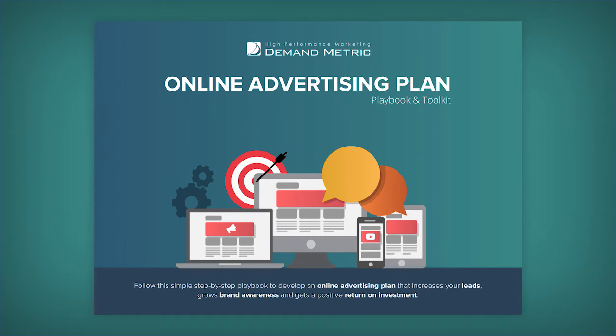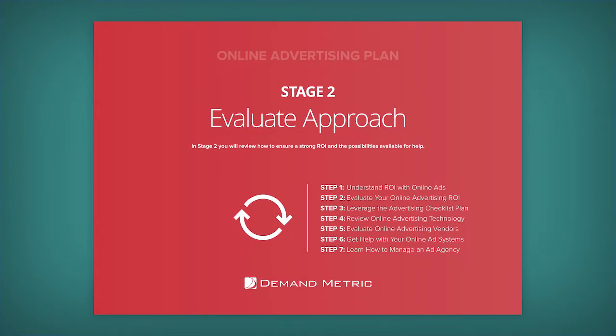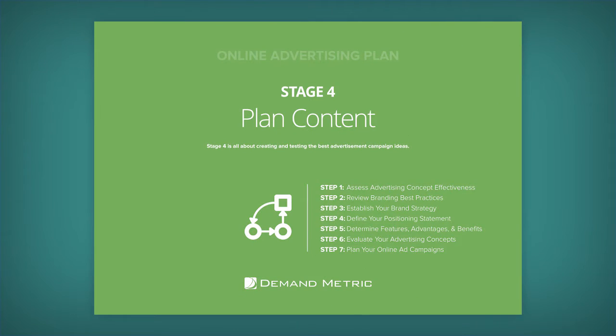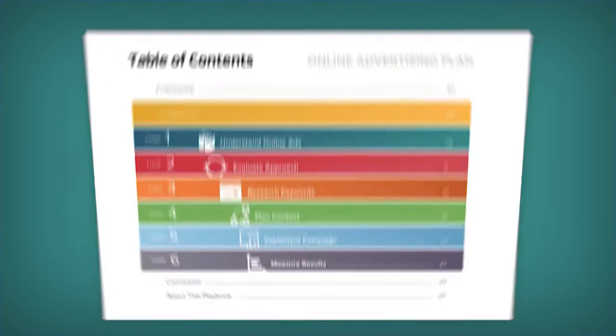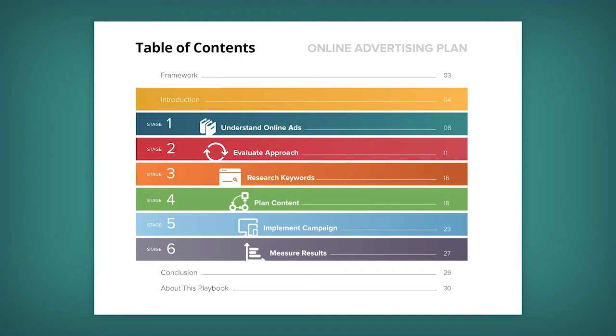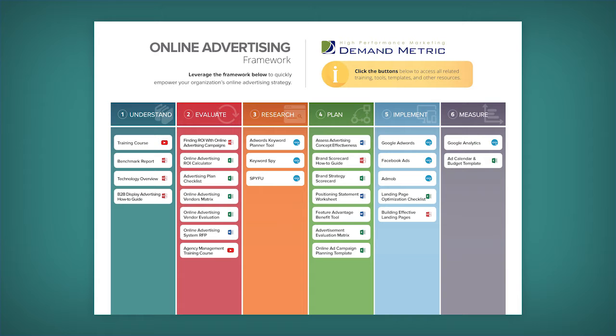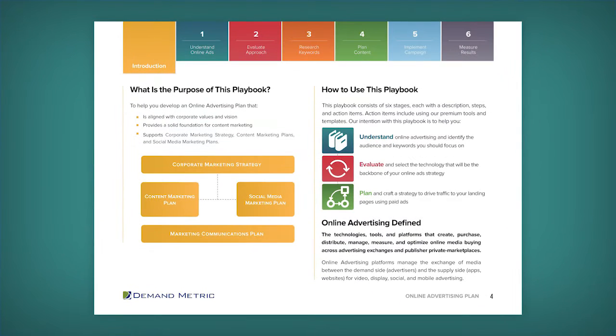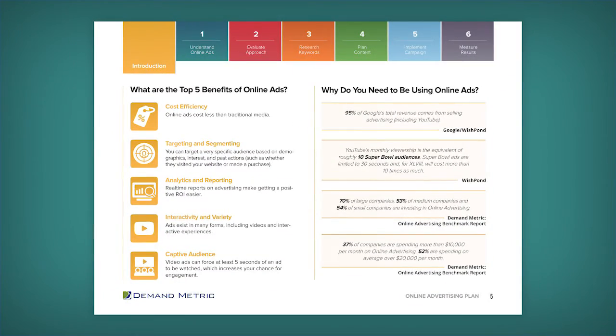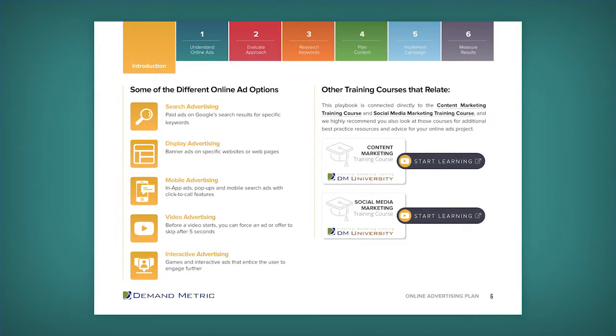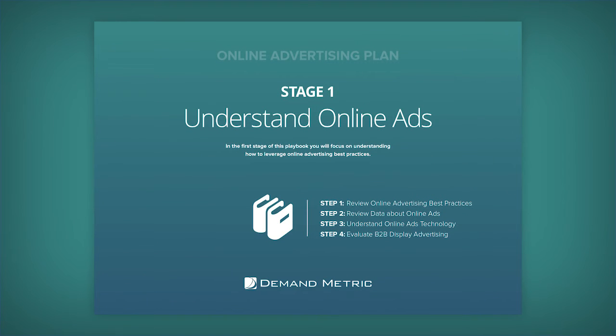Follow this simple step-by-step playbook to create an effective online advertising plan to increase leads and/or sales and support your marketing goals. Each playbook begins with a table of contents and a framework for quick reference to the tools and templates highlighted throughout this step-by-step guide. Our playbooks are filled with links to our practical modern marketing tools, templates, and training, which are organized stage by stage, step by step. Starting with stage number 1, understanding online ads.